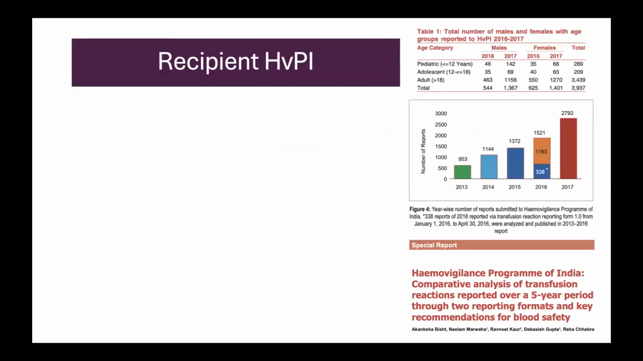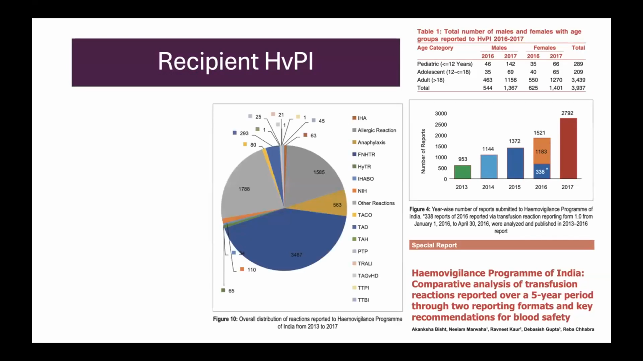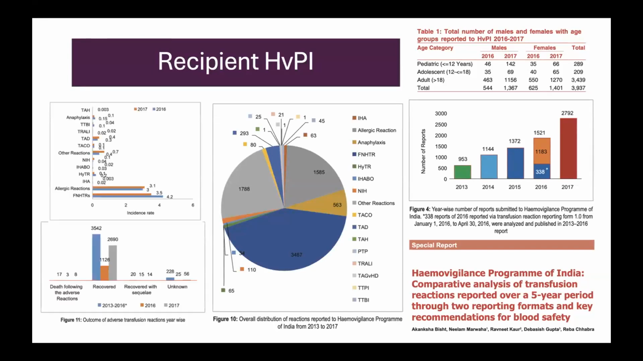Just briefly walking through what our data has been. This is the 5-year data of our national hemovigilance program. There have been many centers reporting, and the most common reaction was FNHTR. A lot of TACO and allergic reactions were also reported. The outcome is usually resolved in these patients.